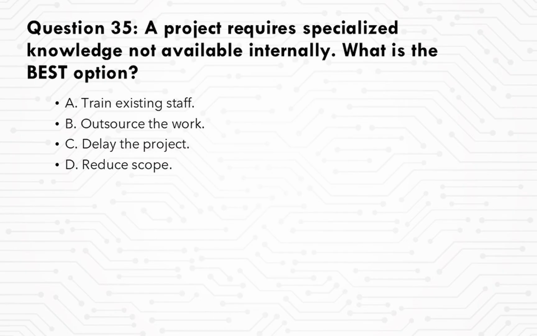Question 35. A project requires specialized knowledge not available internally. What is the best option? A. Train existing staff. B. Outsource the work. C. Delay the project. D. Reduce scope. Answer: B. Outsourcing ensures expertise without delay.